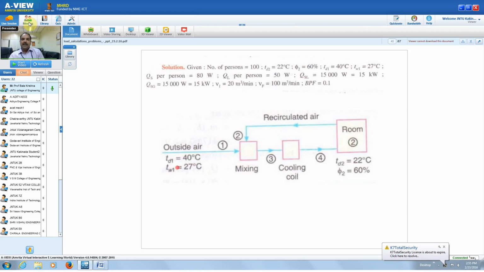Right? And the outside temperature is 40 degrees DBT, and the WBT, that is wet bulb temperature, is 27 degrees. So with this data, it is very easy to draw the diagram. If you know this diagram, then the psychometric chart is very easy to draw. Then come to the psychometric chart.